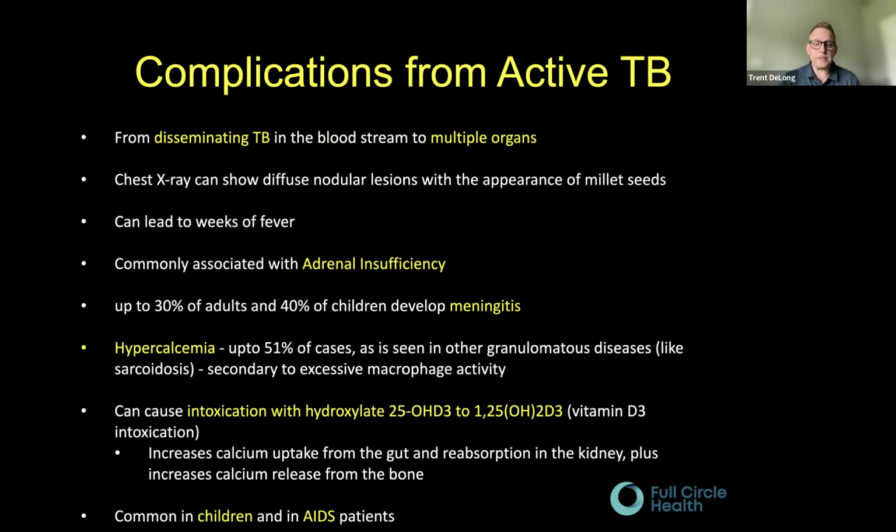30% of adults and 40% of children can actually develop meningitis. You can get hypercalcemia in 51% of cases, as is seen in other granulomatous diseases like sarcoidosis, and it's secondary to excessive macrophage activity. You can also see vitamin D3 intoxication, and this increases calcium intake from the gut and resorption in the kidney, plus increased calcium release from the bone. This is common to see in children and in AIDS patients.